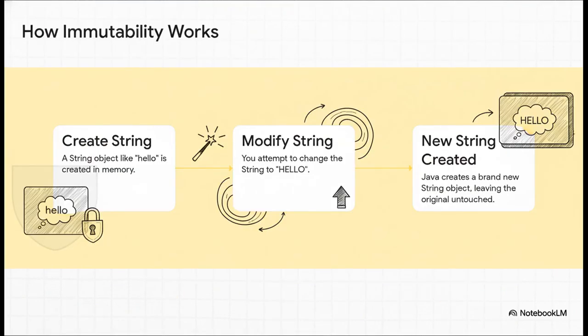So what does immutable really mean in practice? Let's walk through it. Say you create a string that says hello. Then you call a function to make it uppercase. Here's the twist. Java doesn't go back and change your original string. Nope. Instead, it creates a brand new string object that contains HELLO and hands that back to you. Your original hello is left completely untouched, safe and sound.